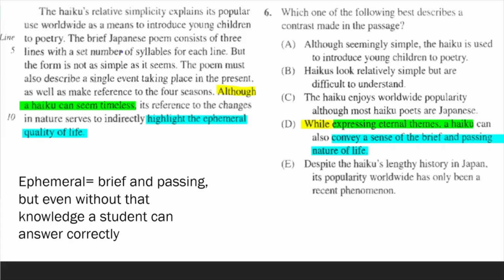In fact, when it comes to flamenco dancing, which is a Spanish dance, there are actually more flamenco dancers in Japan than in Spain. Worldwide popularity and origin do not have to have any sort of relationship, certainly not a contrasting one. Answer choice E does have a contrast between the lengthy history and a recent phenomenon. However, there's nothing in the passage that says anything about the lengthy history in Japan, or that it's a recent phenomenon of its popularity worldwide. Regardless if this is true or not, it does not say it in the passage.